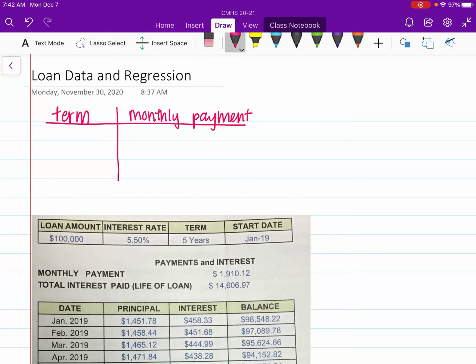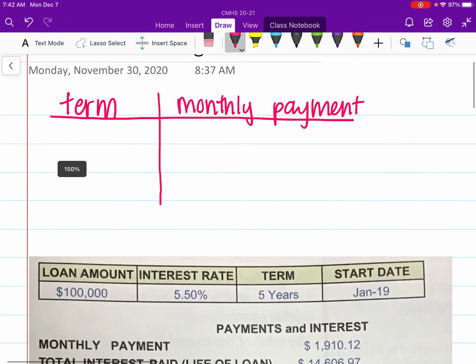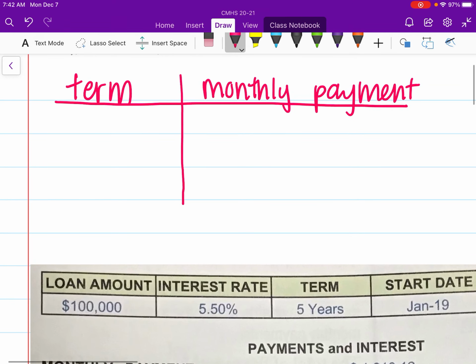All right, so today we're talking about loan data. Really, it's just loan length. How long is a loan going to be? How long are you going to have to pay? So here I made a little chart. Term, which means the amount of time, and monthly payment.